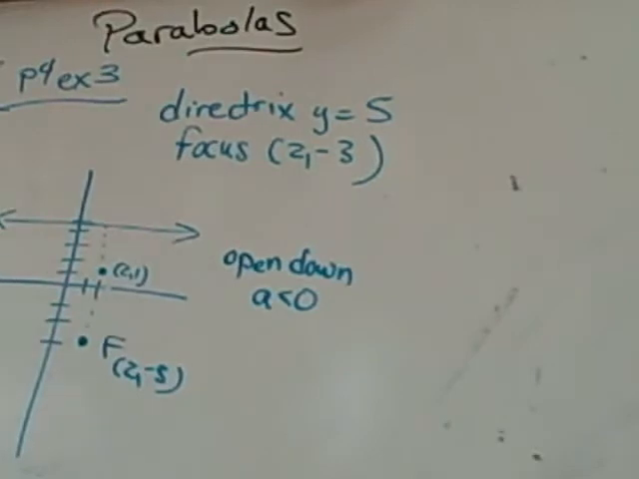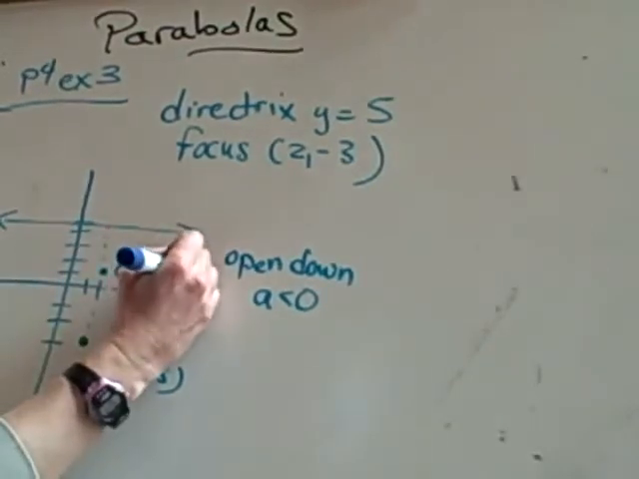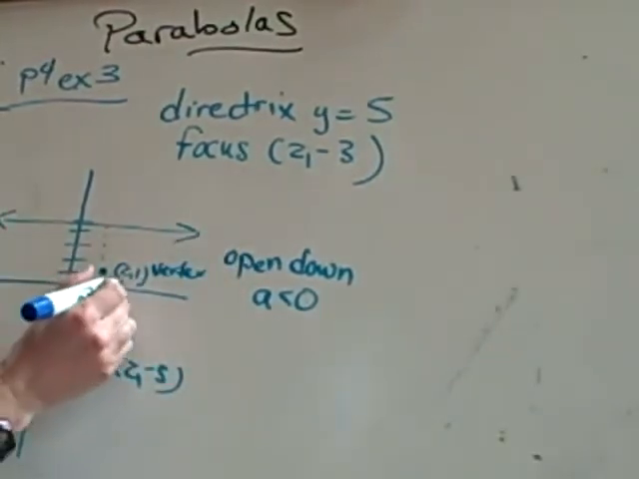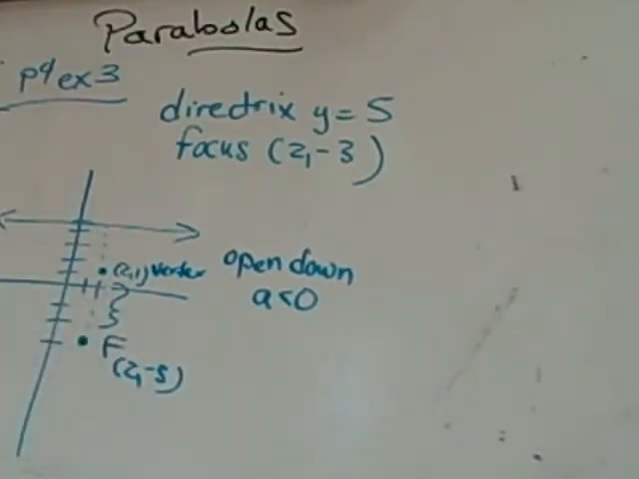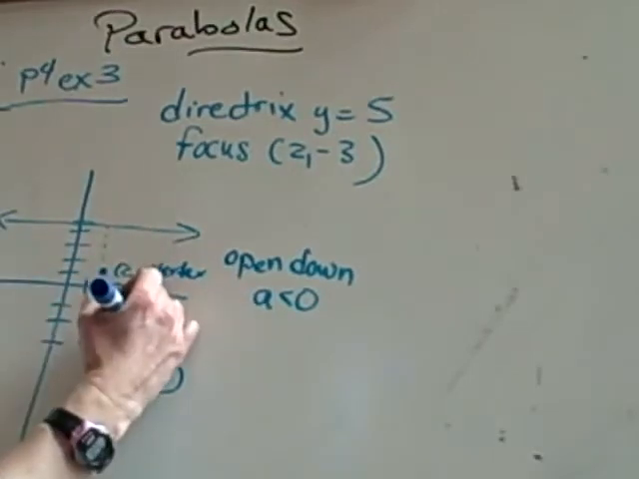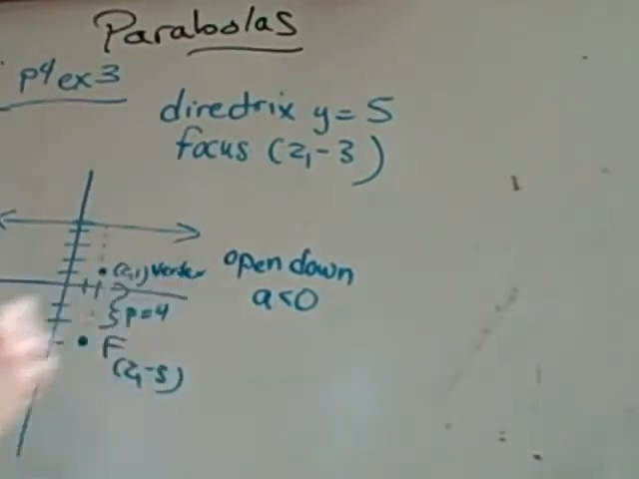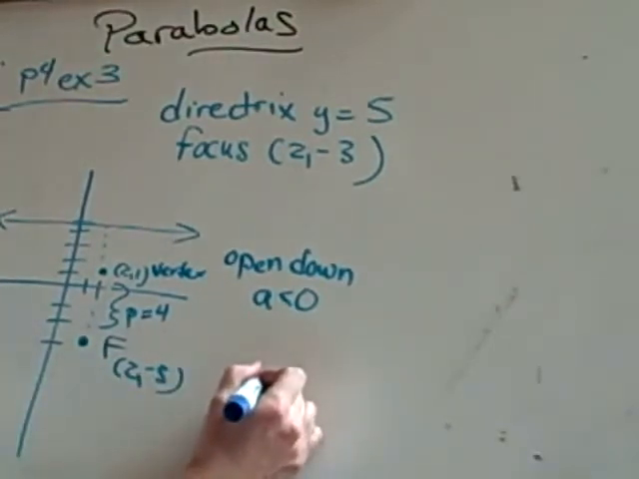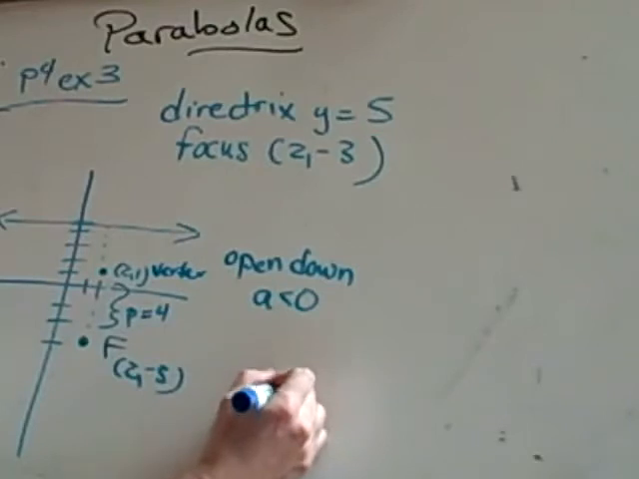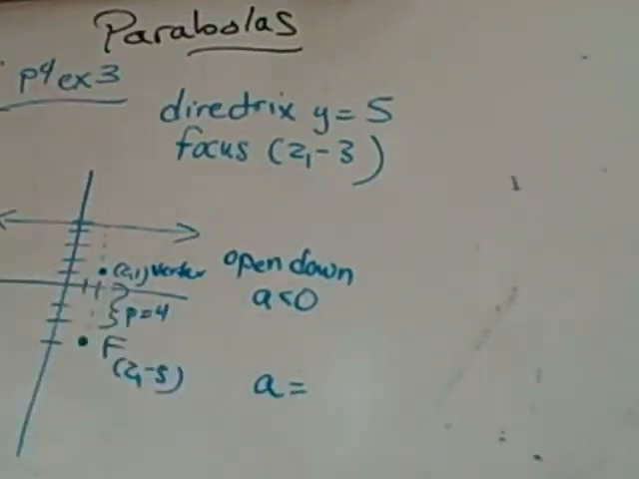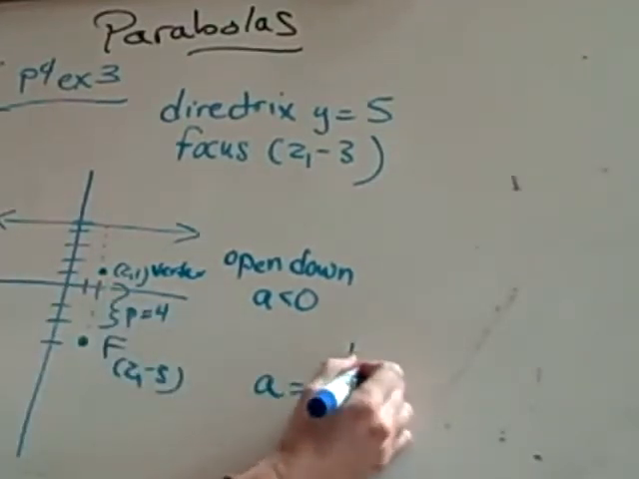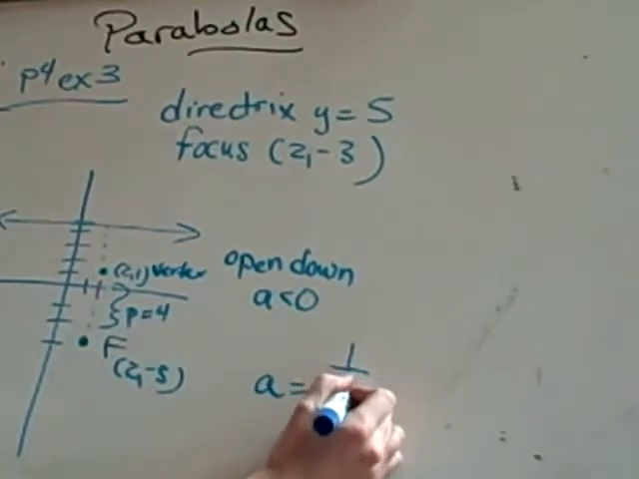Now, we know the vertex is at (2, 1). We know that it opens down. Let's see, what did they give me? I don't know what A is, but I do know where my vertex is. So if I know where my vertex is and I know where my focus is, can I find that distance in between? How far apart is it? 4. What is this distance called? It's called P. So P equals 4. Remember that A equals what? 1 over 4p.